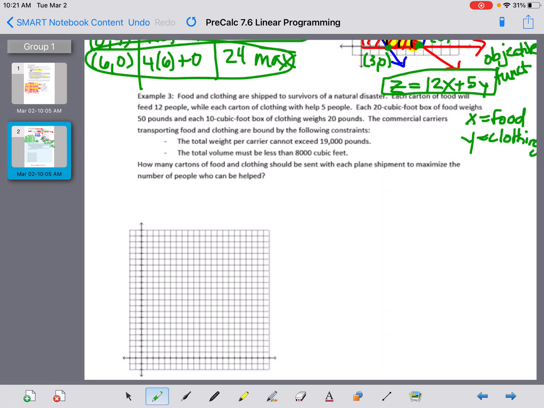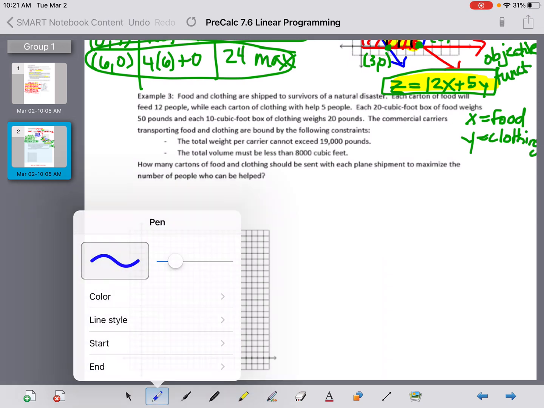How many cartons of food and clothing should be sent with each plane shipment to maximize the number of people who can be helped? So here's that objective: how many people can we help? That's why we wrote this objective function for the people we can help. Remember, we're not going to graph that. That's what we're going to figure out at the end.